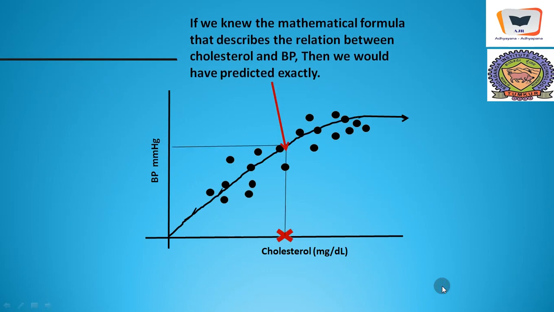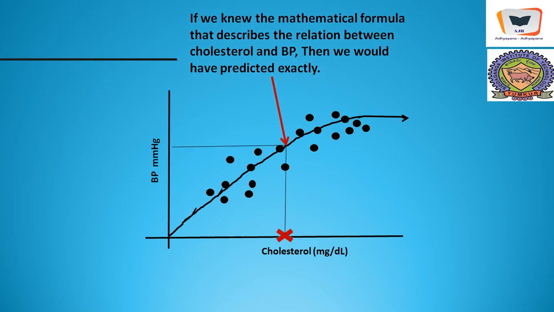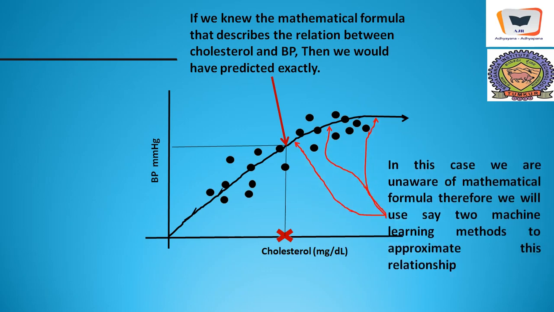If we could get a mathematical equation which really describes the relationship between cholesterol and BP, then we would predict exactly. Since the variation of BP with respect to cholesterol cannot be captured by a tailor-made equation, by a closed form solution, we take recourse to machine learning algorithms. In this case, we are unaware of the mathematical formula. Therefore, we will use two machine learning methods to approximate this kind of relationship.